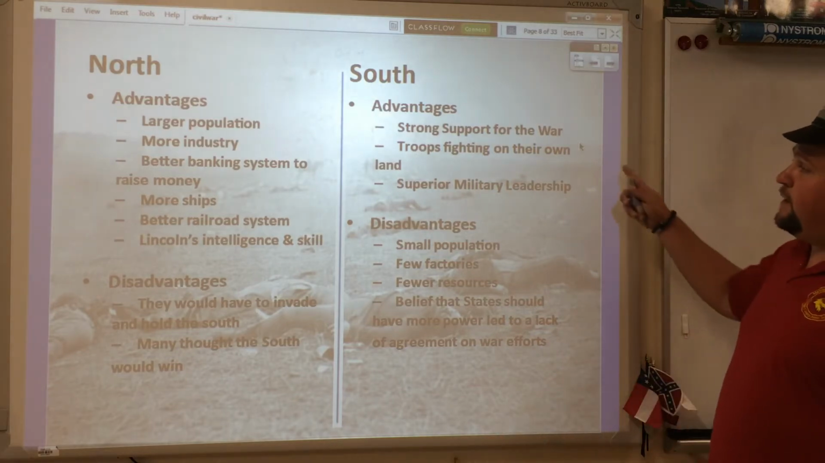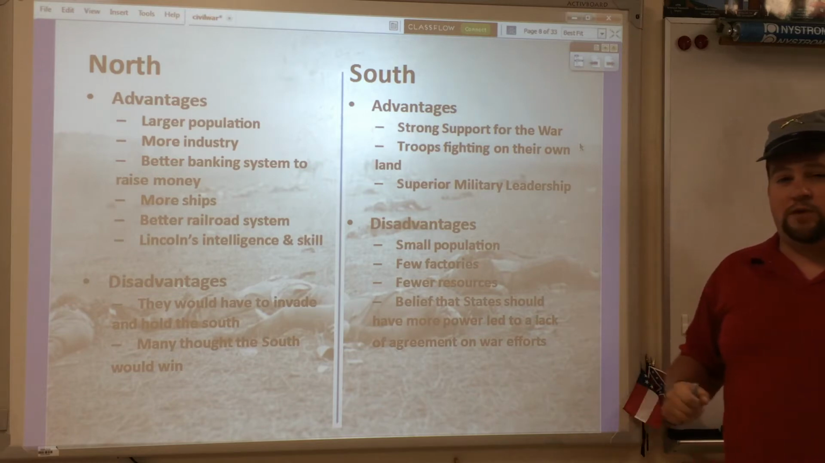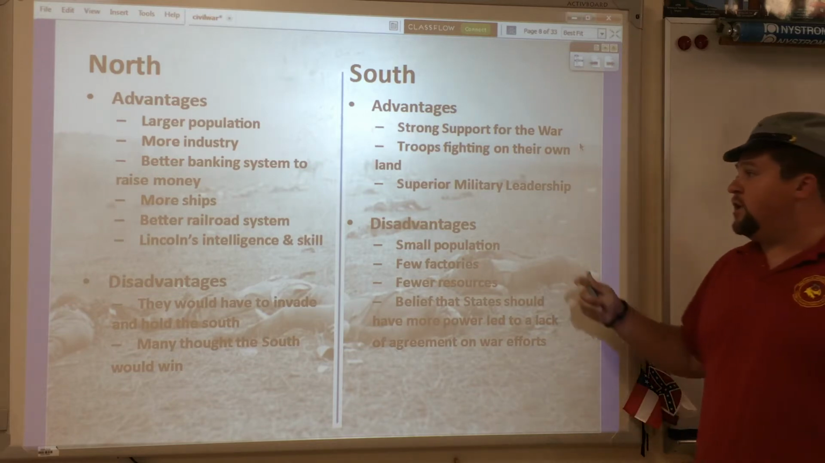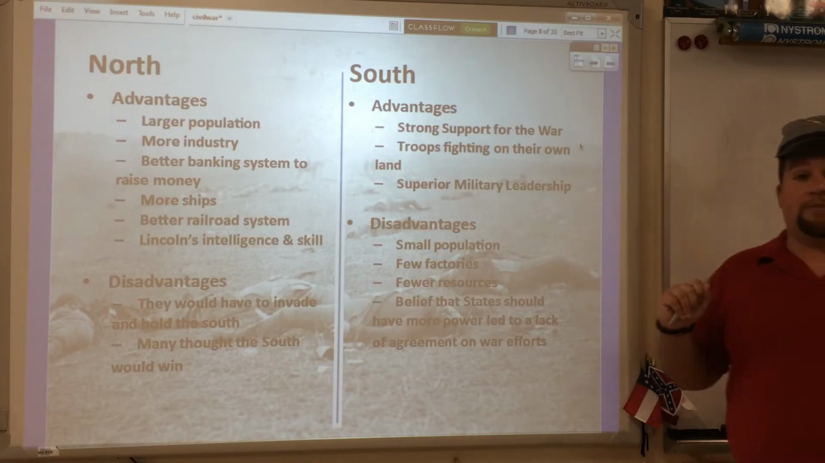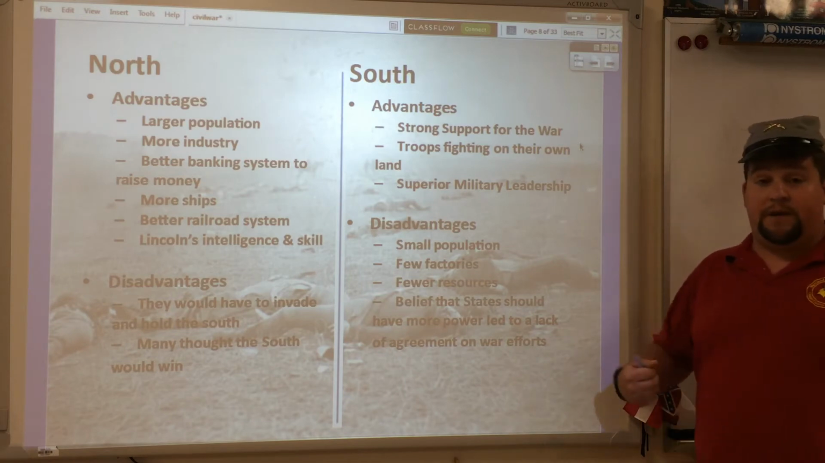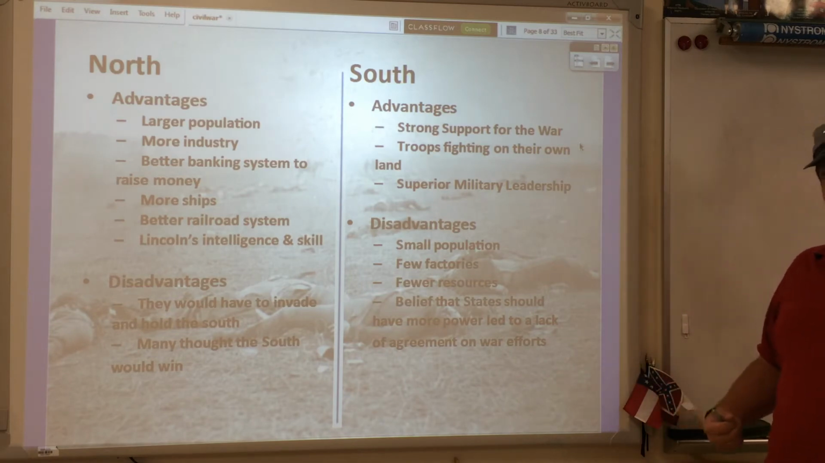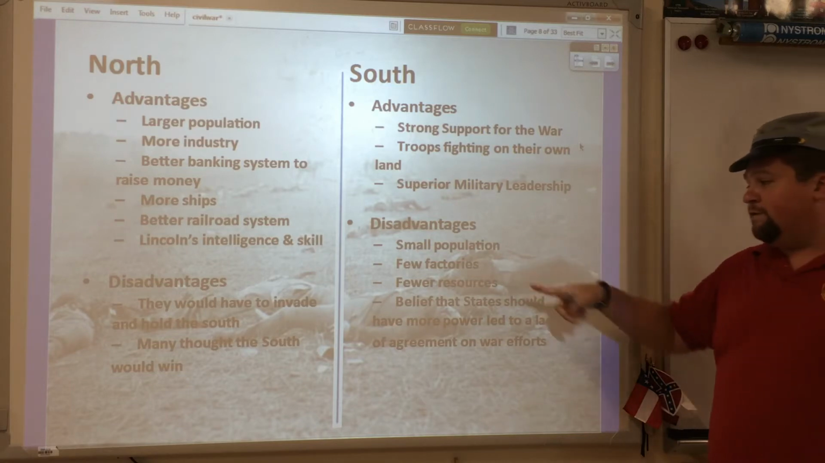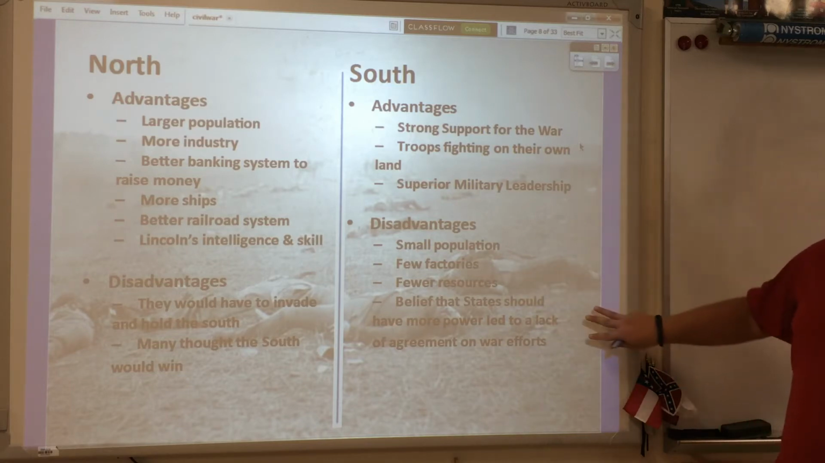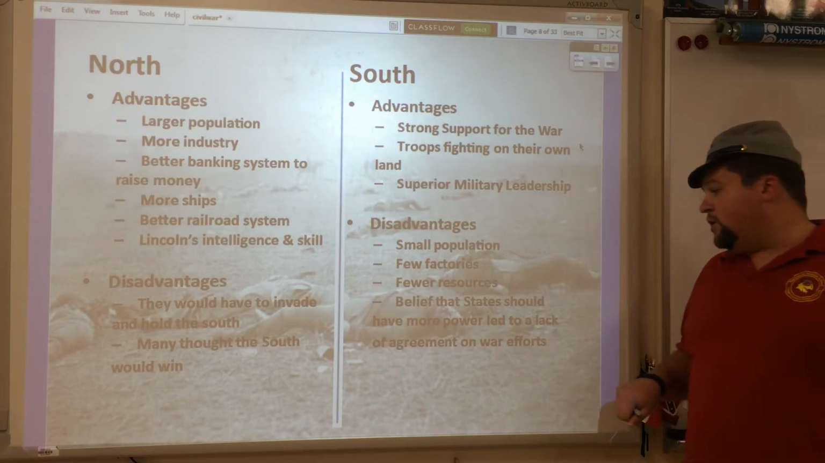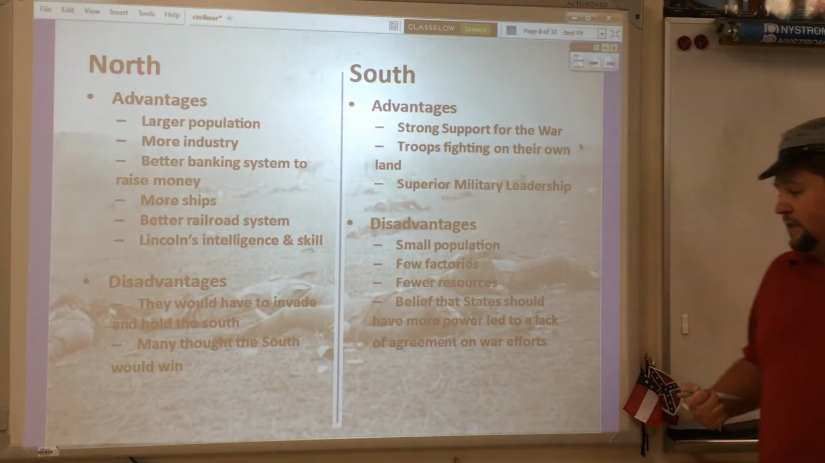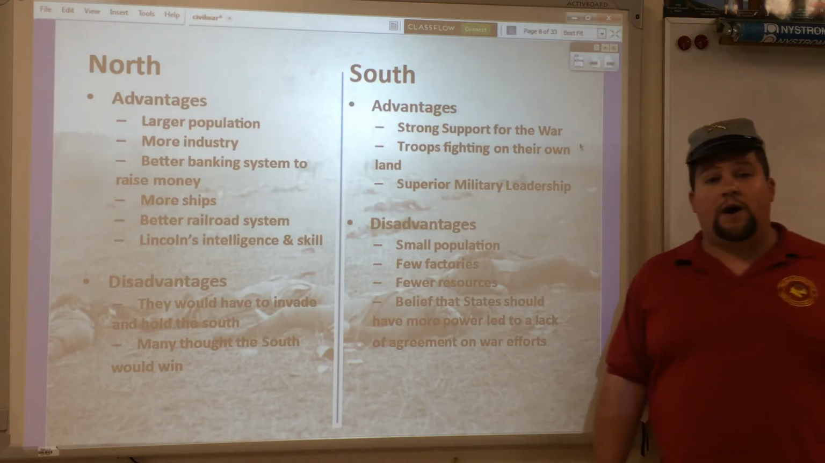In the South, the advantages was there was a strong support for the war. People really supported the war in the South. Troops were fighting on their own land, they had home field advantage. There was superior military leadership, right? Stonewall Jackson, Braxton Bragg, General Robert E. Lee, those were all the big names in military fighting at the time, and they were all fighting for the South. Disadvantages, they had the smaller population, fewer factories, fewer resources. They had beliefs that the states should have more power, and therefore that led to kind of a lack of communication and things like that sometimes when it came to war efforts.